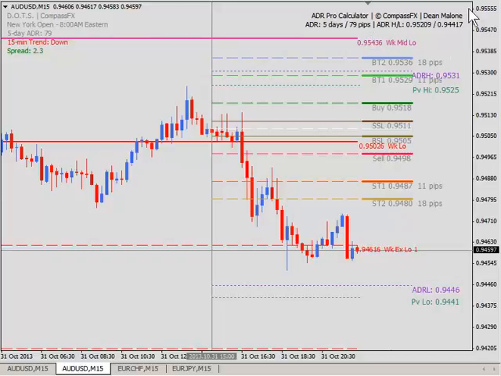But what I'm doing with the average daily range pro calculator is I'm not looking at the daily targets. I've already got that built into DOTS. What I'm looking at is the weekly levels when we go beyond that sell target number 2 or go beyond the buy target number 2. And let me give you an example of a couple of more.